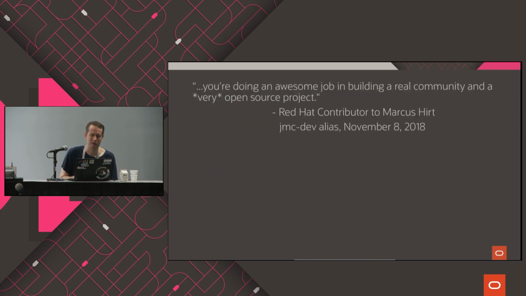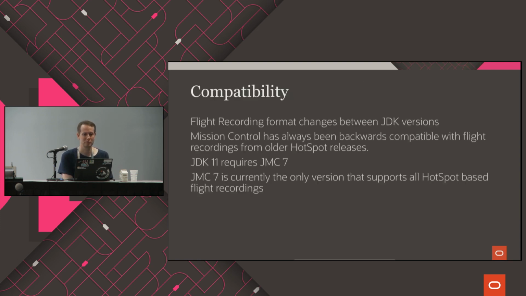So Mission Control and the related flight recording technologies were open sourced, and we immediately had a whole bunch of participation. The number of contributors was significant, especially from certain companies, and the feedback that we received was very positive. Specifically, we had this comment in the alias from what was ostensibly one of our competitors in the Java space, commenting, Marcus, on how good of a job he had done at making it an inclusive community and really making it this transparent, open project that is kind of an ideal open source implementation.